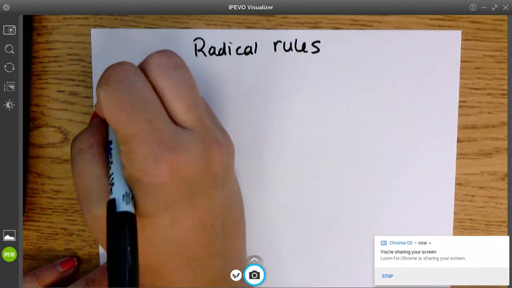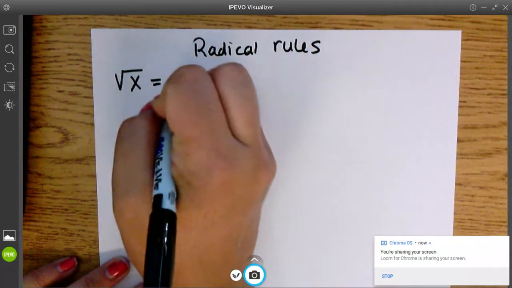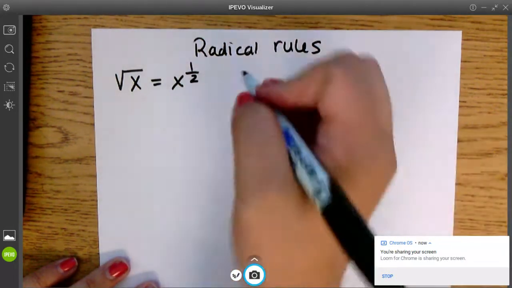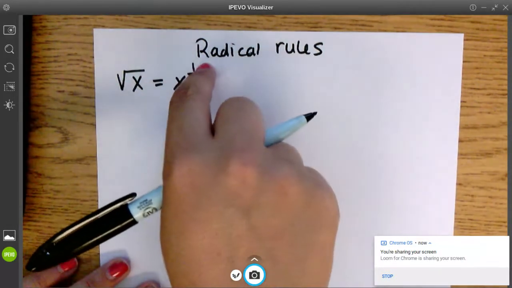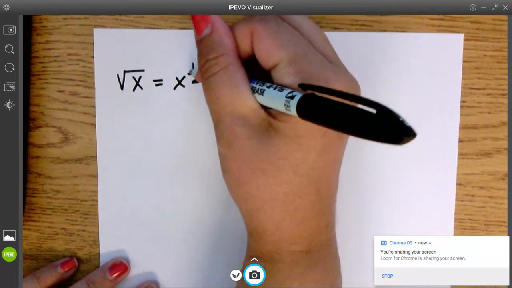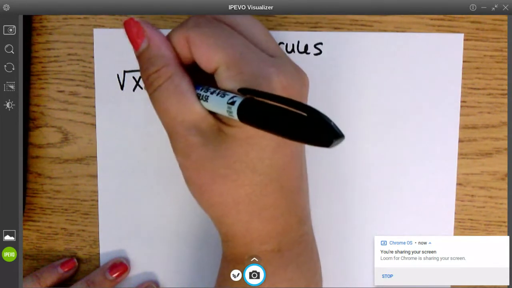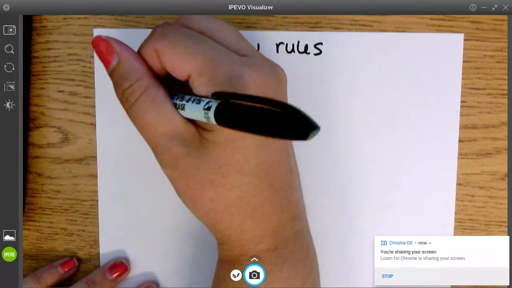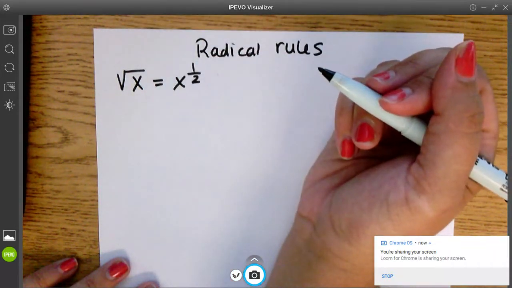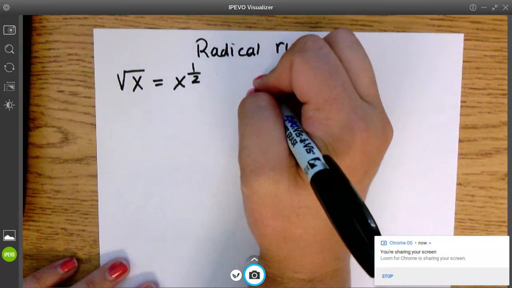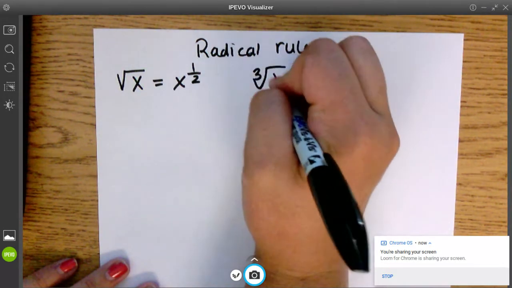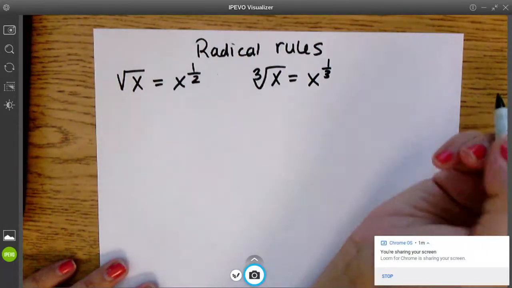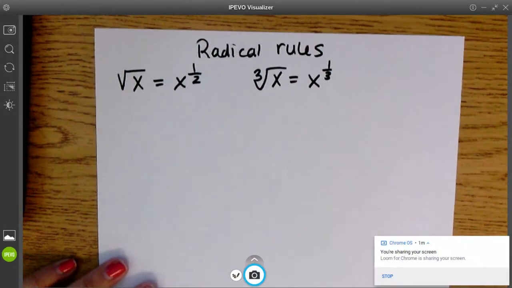Just like we talked about exponents, remember that I can write the square root of x as x to the 1/2. Whatever number is at the top of the fraction in my exponent, that is the power that my x is raised to. The number on the bottom represents the root of my radical. So if I wanted the cubed root of x, that would be x to the 1/3 power.